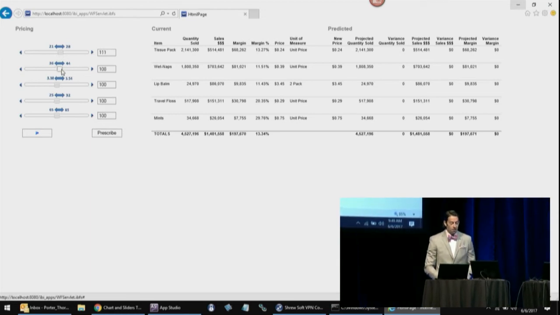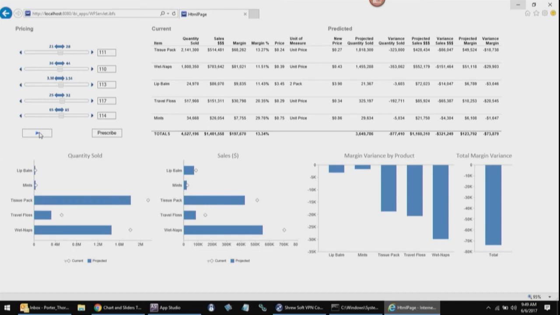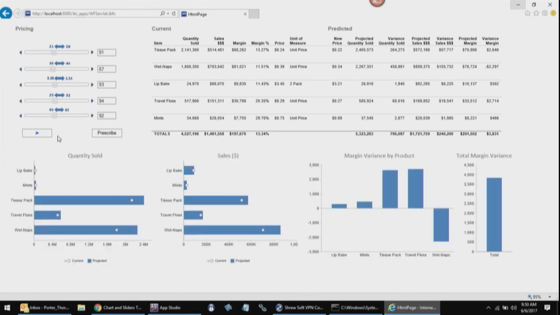What does the model think a slight increase in the prices of these products will do? I've got some graphs to help us understand this. The diamond is the actual and the bar is the predicted. The model hates a price increase, predicting a decrease in units sold and sales and margin. What does the model think about a slight decrease in the price of these products? And we can just mix and match, do any sort of combination with these sliders. The model loves a price decrease, okay?